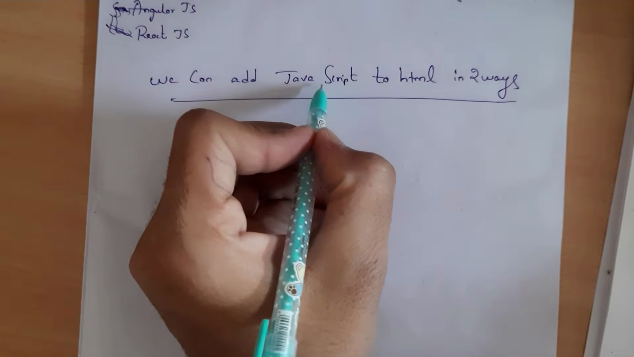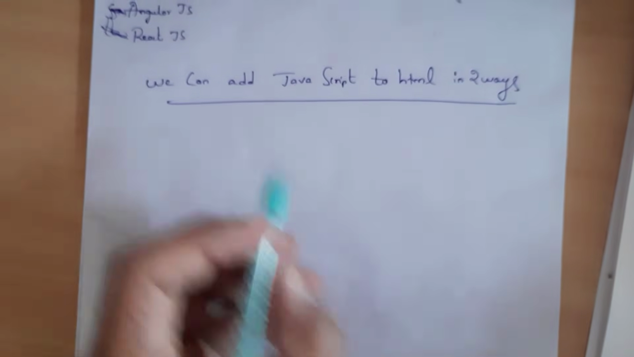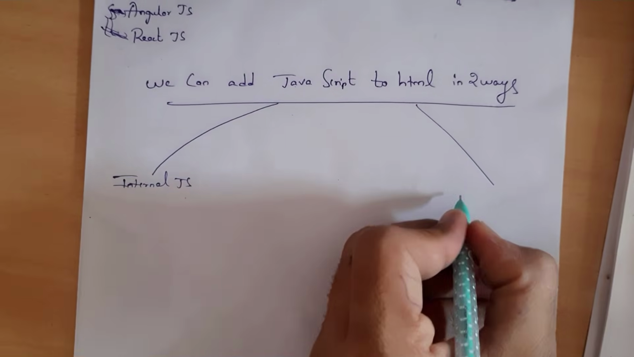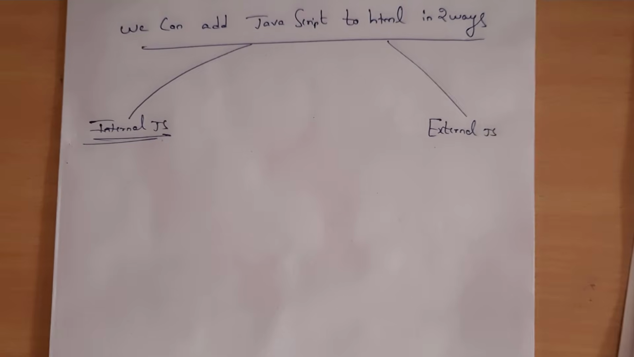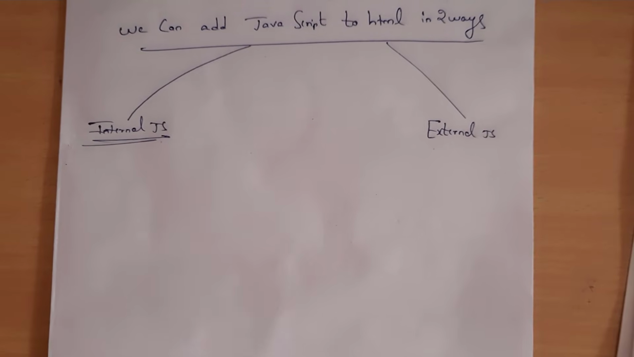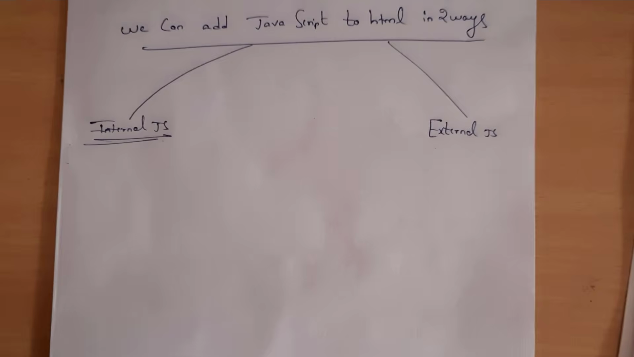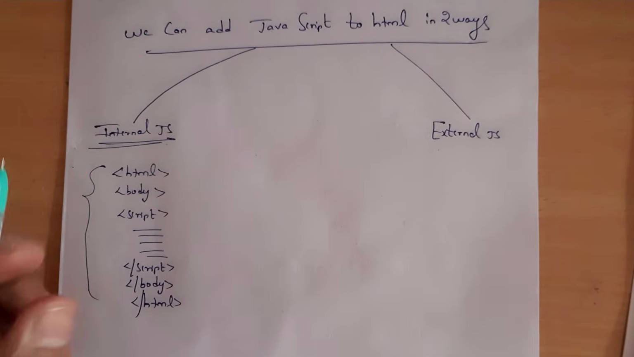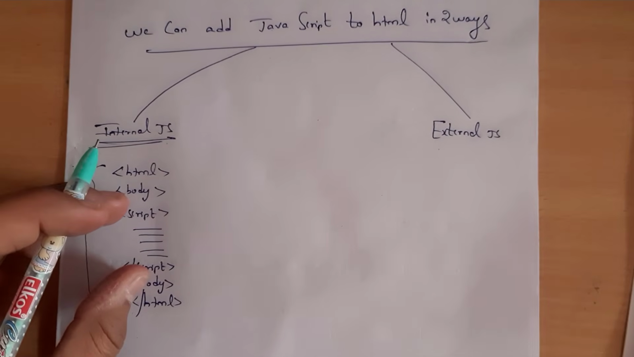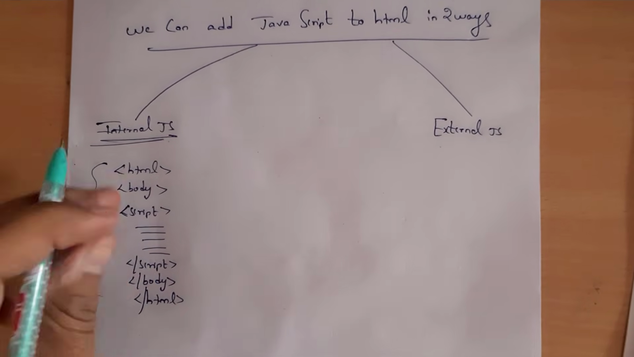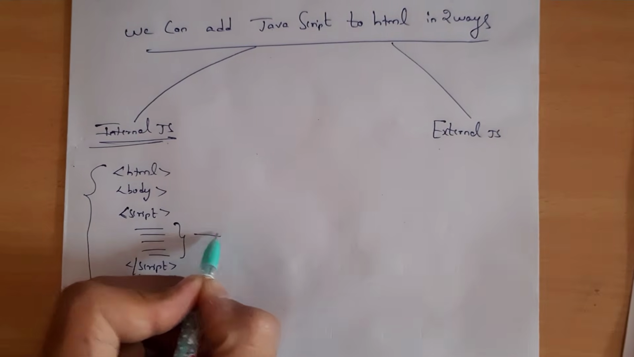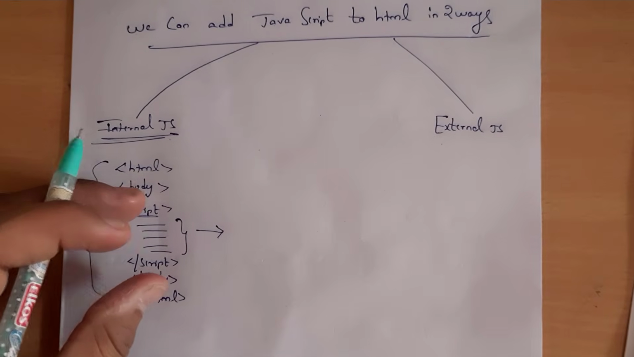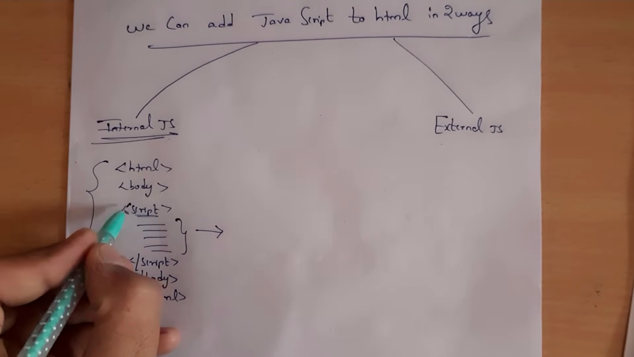We can add JavaScript to HTML in two ways. The first one is internal JavaScript and the second one is external JavaScript. In internal JavaScript, we write JavaScript inside HTML by using the script tag. This is an example. Inside HTML, we are writing JavaScript. For that, we need to use the script tag inside the body tag, and write JavaScript code inside this, where script stands for JavaScript, because we are writing JavaScript. So I am using the script tag here.